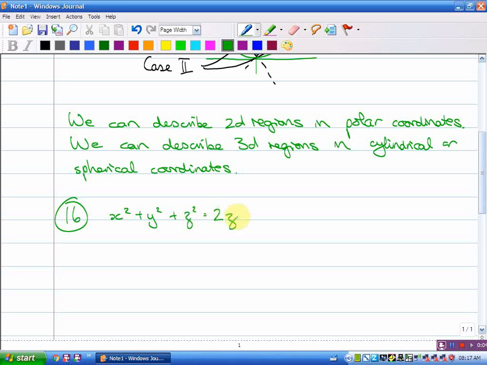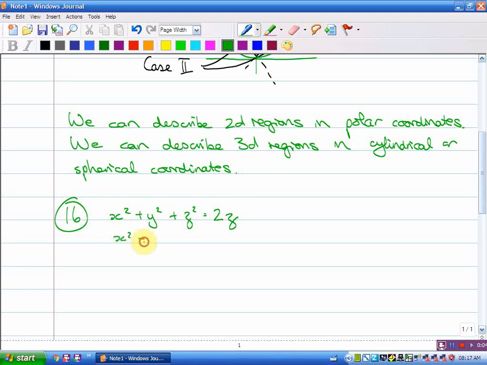Now we know that your general sphere equation, your vanilla sphere equation, is x squared plus y squared plus z squared equals r squared. Does that mean that r squared equals 2z? No, it doesn't. It means we need to complete the square. This is clearly a sphere that has been shifted off the origin. So we need to find where the center of that sphere is, and we need to find out what its radius is. And we're going to do that by completing the square.